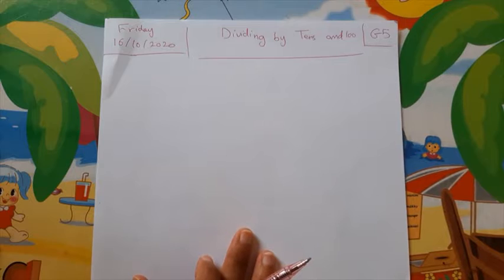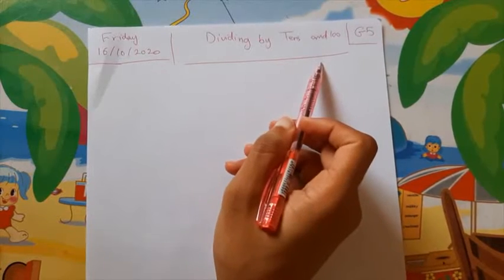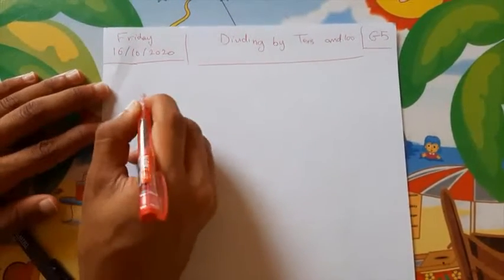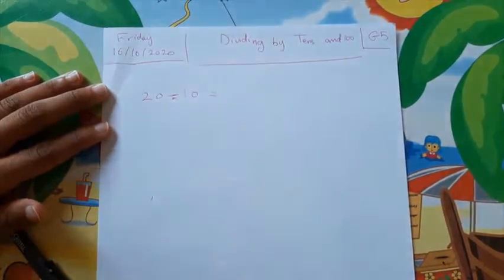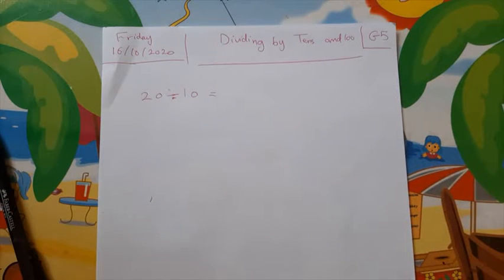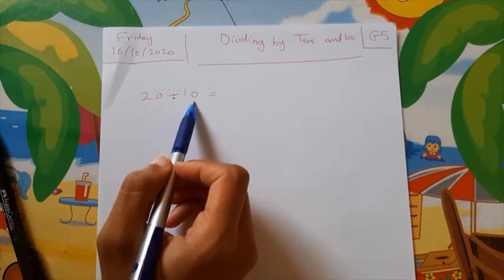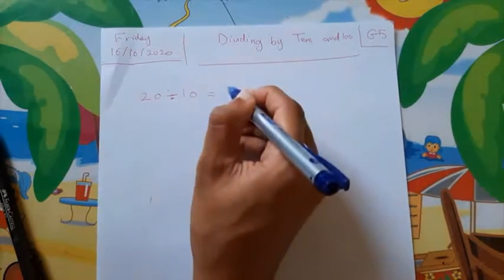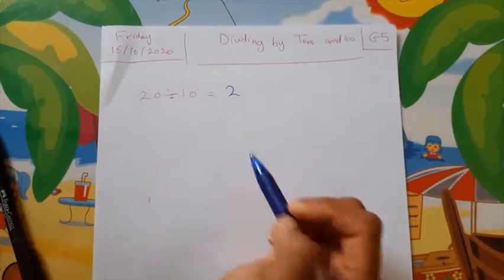Today, inshallah, we're going to have a very simple and easy lesson, which is dividing by tens and 100. So let's see how that's easy. For example, 20 divided by 10. What is the answer? Easy, right? If you have 20 pens and you have 10 students, how many pens would you give each student? You're going to give everyone 2 pens, right? So 20 divided by 10 is 2.